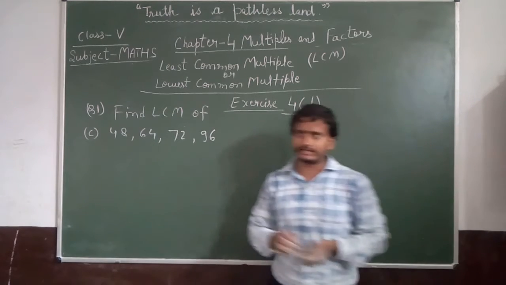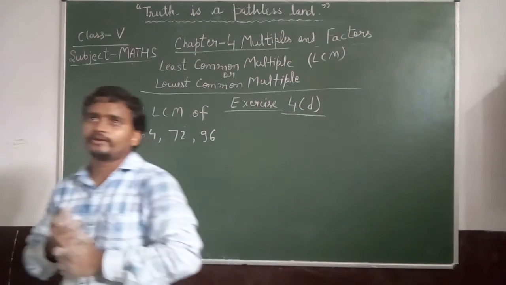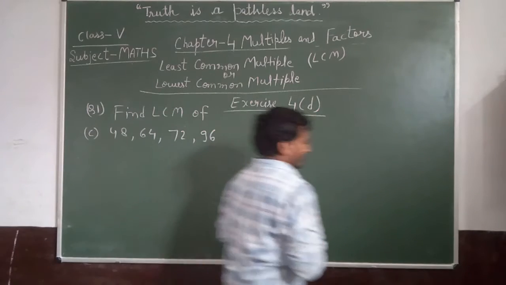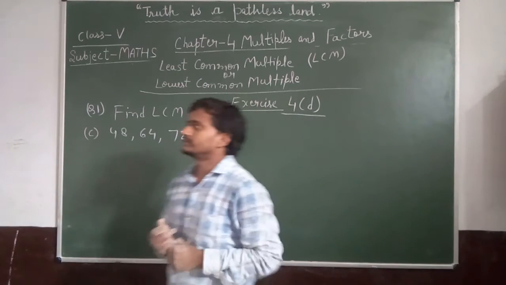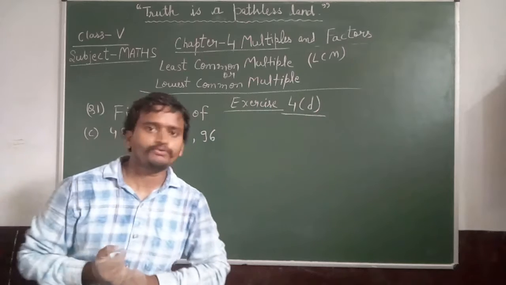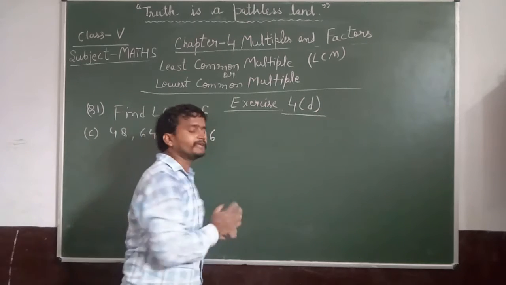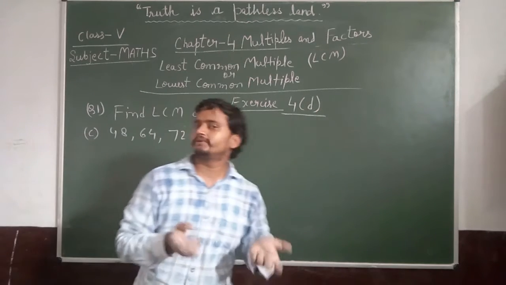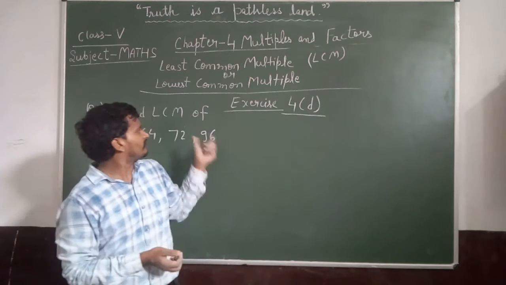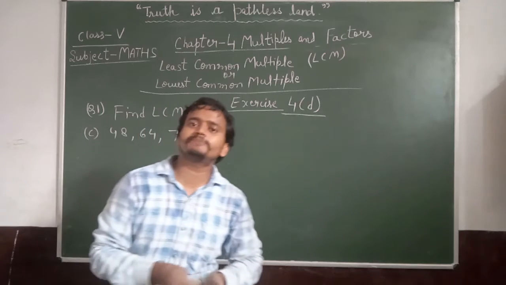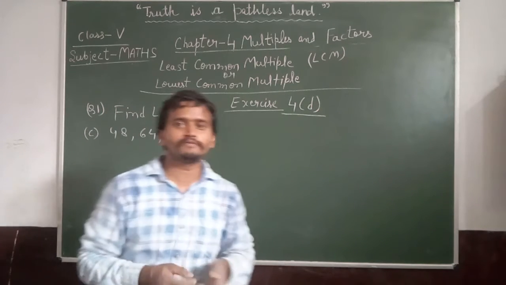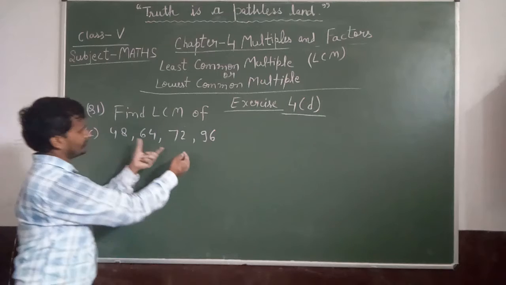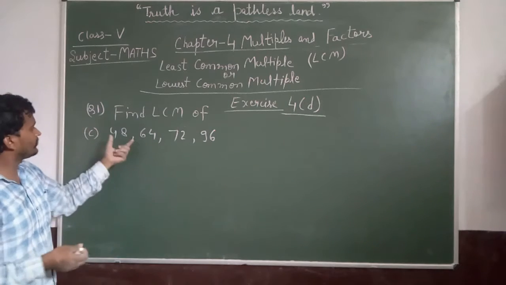There are three methods to find LCM. First one is by finding common multiples. Second one is by prime factorization method, and third one is by division method. So we will do this one by division method because division method is more convenient.